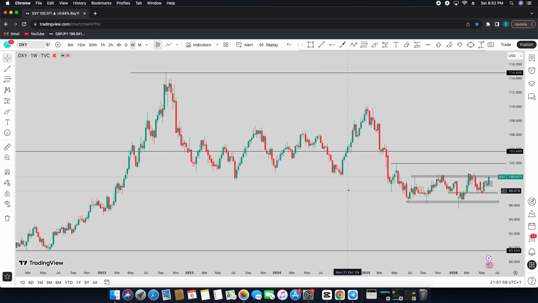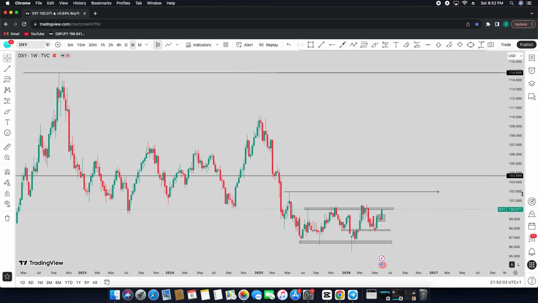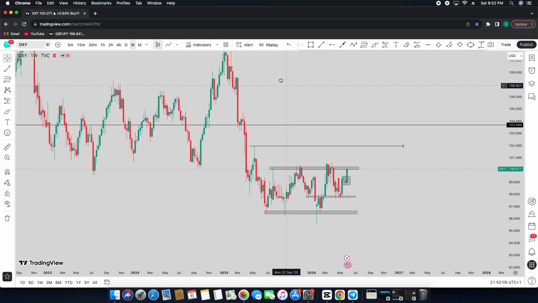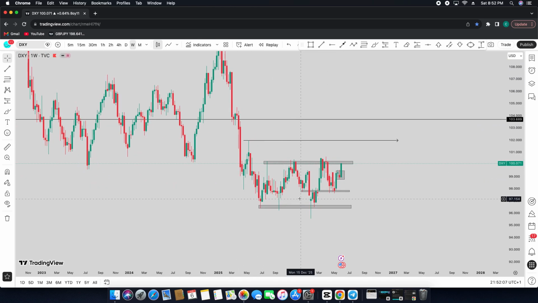So first of all, let's start with the DXY. So this is the DXY on the weekly time frame. Let me quickly take out all of this.